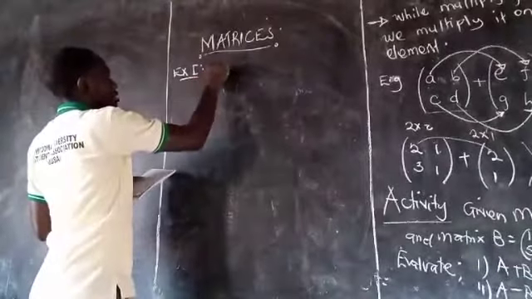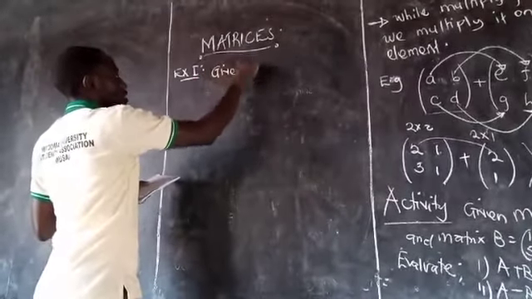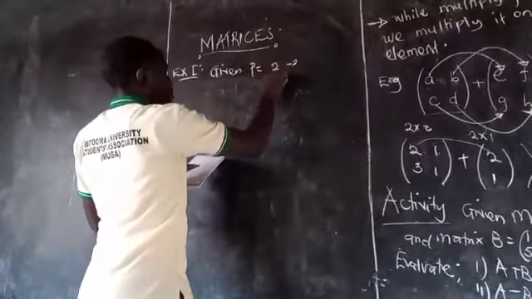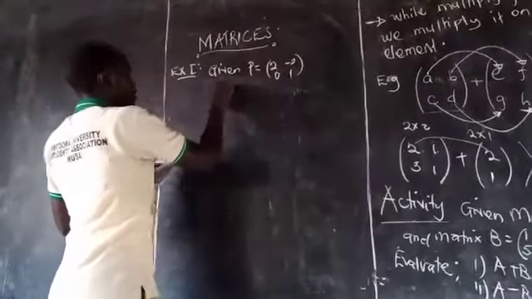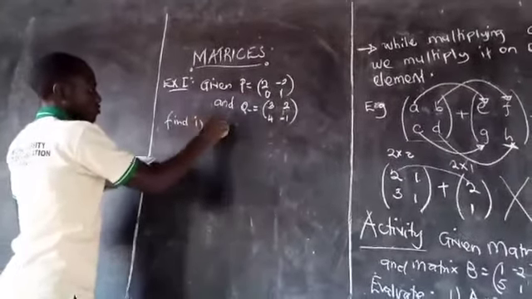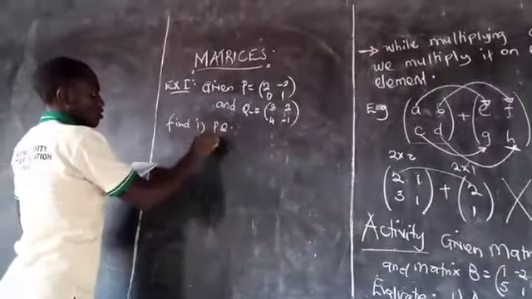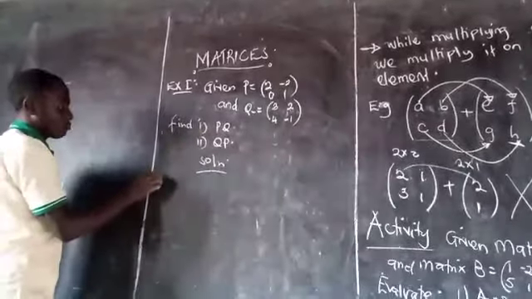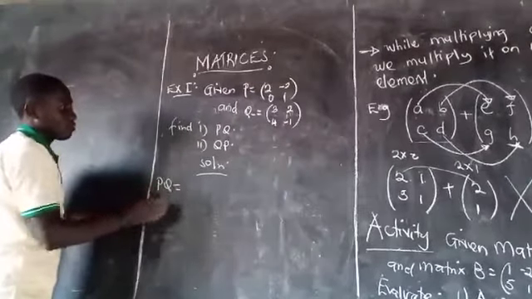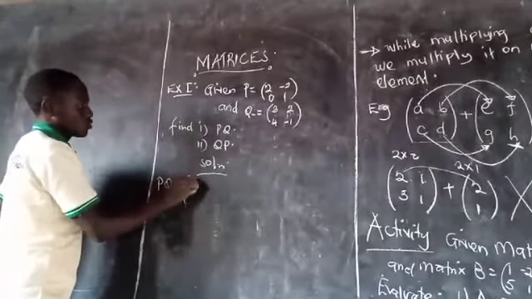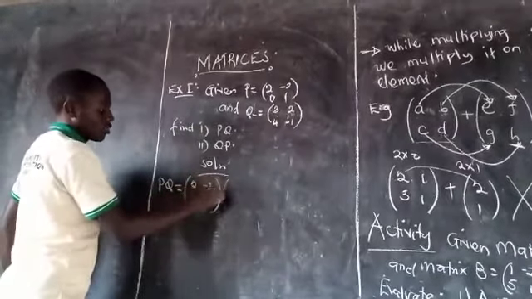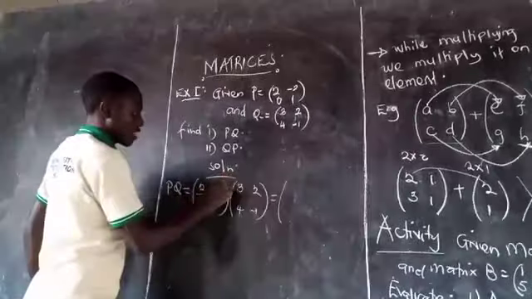Given, for example, matrix P equal to 2, negative 2, 0, 1, and matrix Q equal to 3, 2, 4, negative 1. We are looking for the product PQ. P times Q will be the matrix 2, negative 2, 0, 1 multiplied by the matrix 3, 2, 4, negative 1.